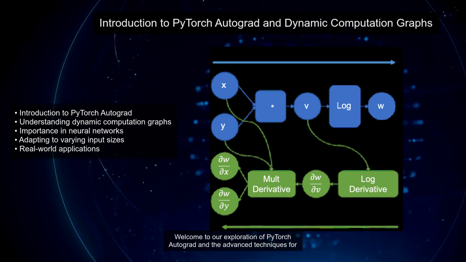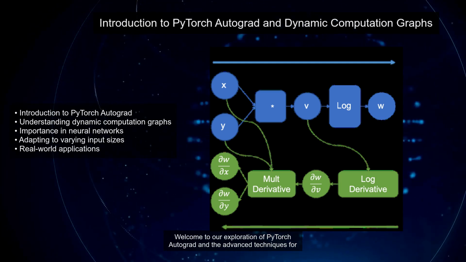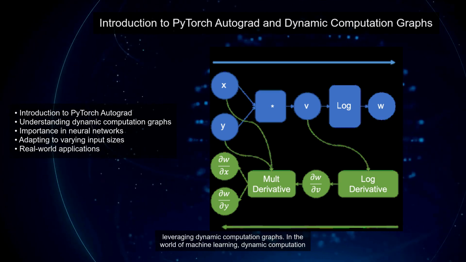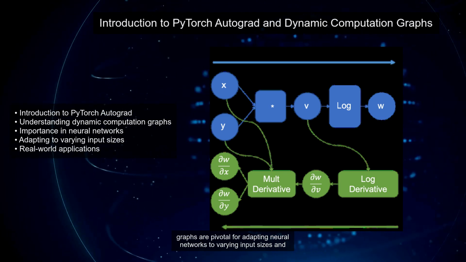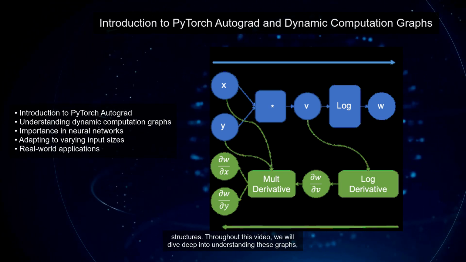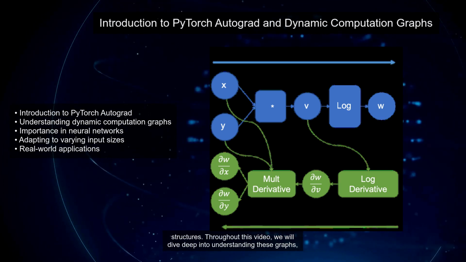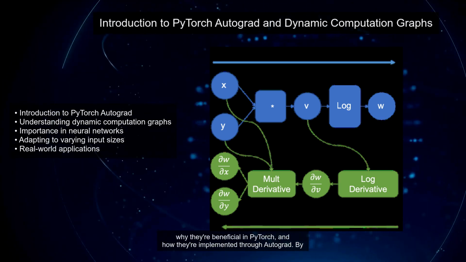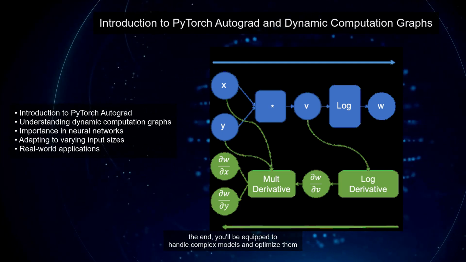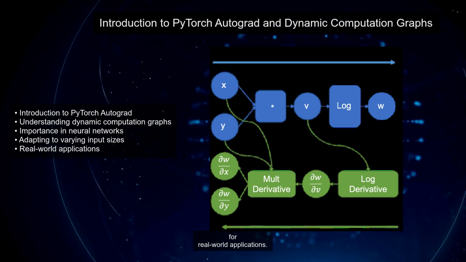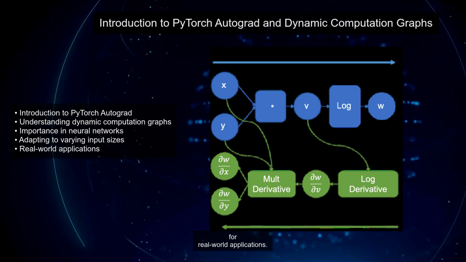Welcome to our exploration of PyTorch Autograd and the advanced techniques for leveraging dynamic computation graphs. In the world of machine learning, dynamic computation graphs are pivotal for adapting neural networks to varying input sizes and structures. Throughout this video, we will dive deep into understanding these graphs, why they're beneficial in PyTorch, and how they're implemented through Autograd. By the end, you'll be equipped to handle complex models and optimize them for real-world applications.